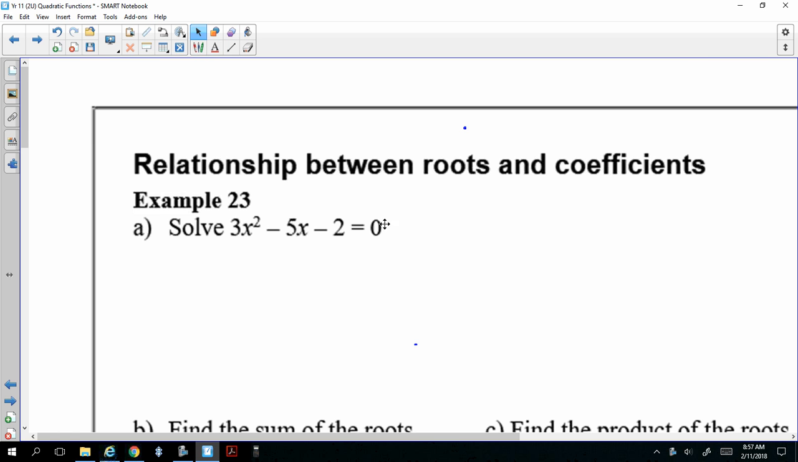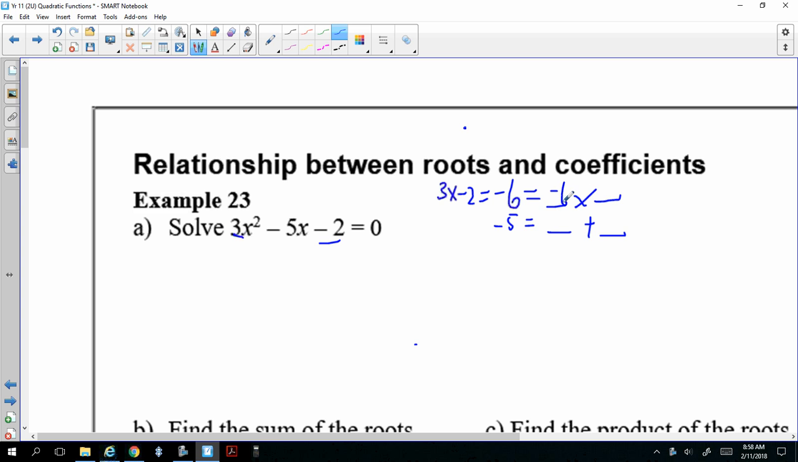You're going to multiply 3 by negative 2. So you go 3 times negative 2 equal to negative 6, and find two numbers which multiply to get negative 6, but add to get negative 5. So which two numbers will it be?